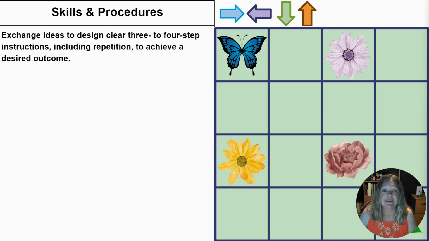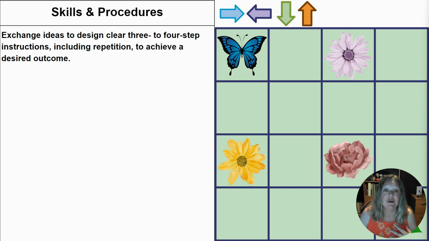And ask the students, now I'm going to challenge you to work with your partner to find the path to meet all 3 flowers and the leaf in the fewest steps. And now I'm asking students to work together to design these instructions that include repetition.